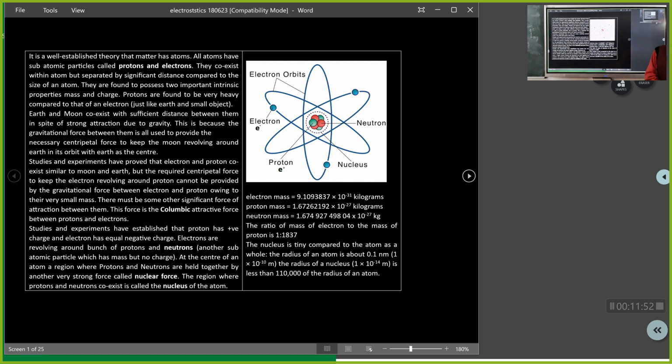They are found to possess two important intrinsic properties. Good. Intrinsic means inborn. See, my nose was there when I was born. It is not that my mother went to market and placed it. So it's an intrinsic property of it.